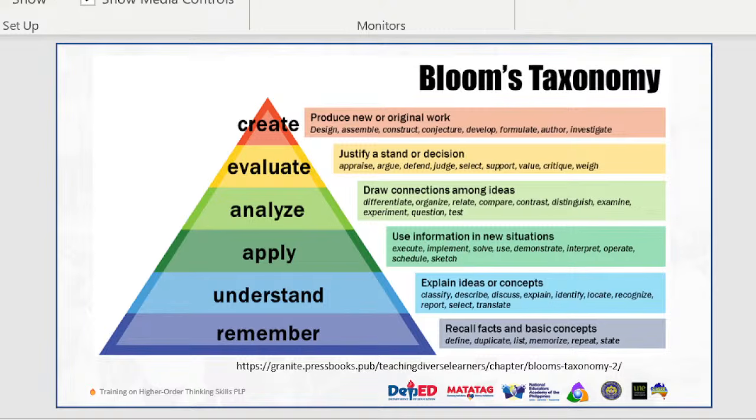The Bloom's taxonomy has 6 levels. Starts with remember, understand, apply, analyze, evaluate, and create. So creating is the highest level in the Bloom's taxonomy, wherein the learner is expected to produce new or original work.